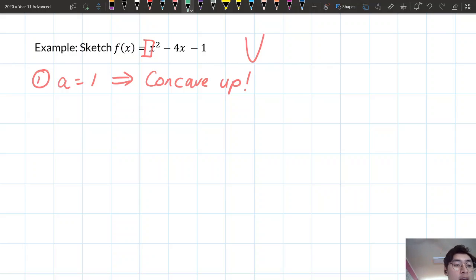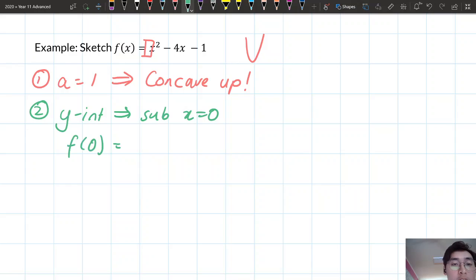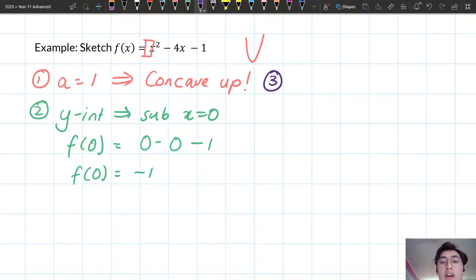Okay, step 2, I'm still going to find the y-intercept. So I want to sub x is equal to 0 into my function. Here I have f(0) = 0 minus 1, so f(0) is equal to negative 1. My y-intercept is equal to negative 1. Now that I've done that, I'm going to do step 3 of my completing the square method, where I'm actually going to complete the square.